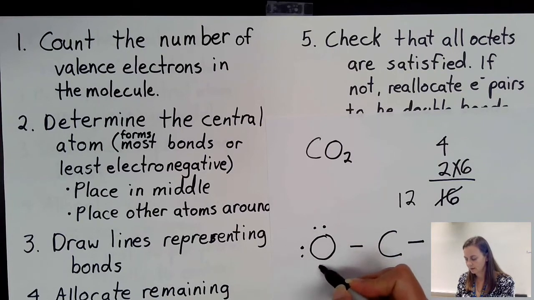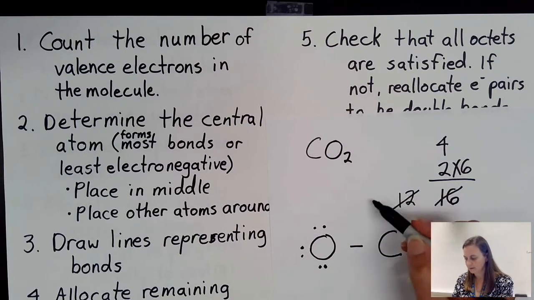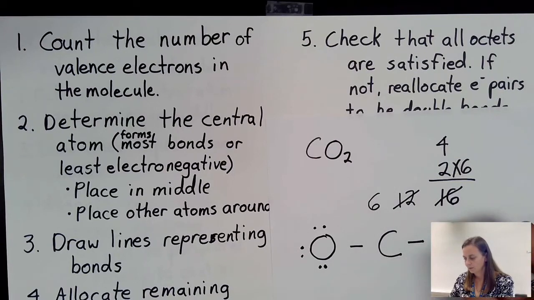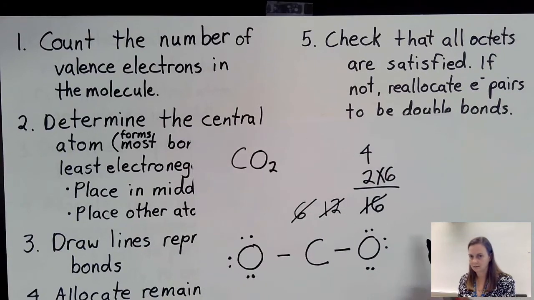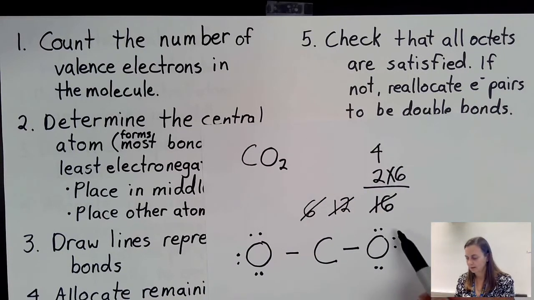Now I have 6 left. And I'm going to put 2, 4, 6 on the oxygen. And I've used up all my valence electrons. Now if we look at oxygen, its valence electrons are satisfied. It has 8. If we look at the other oxygen, it also has 8, so it's satisfied, but carbon is not.